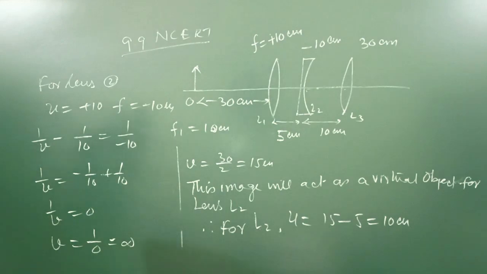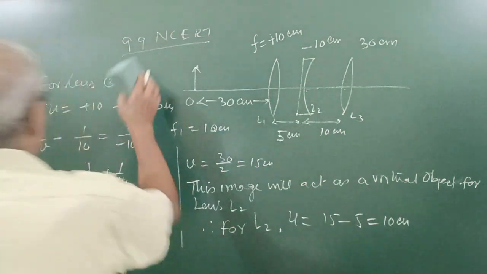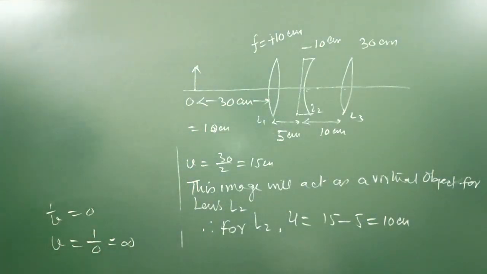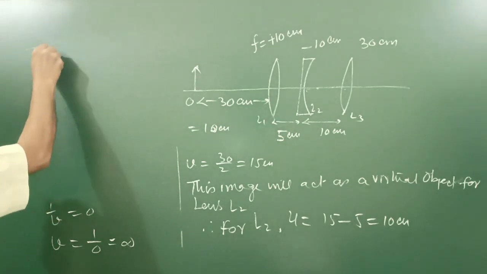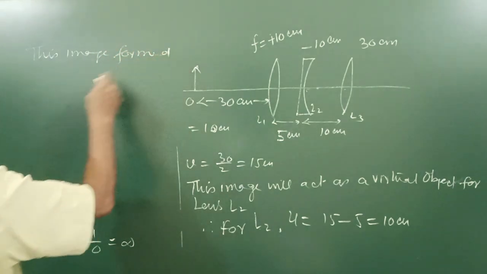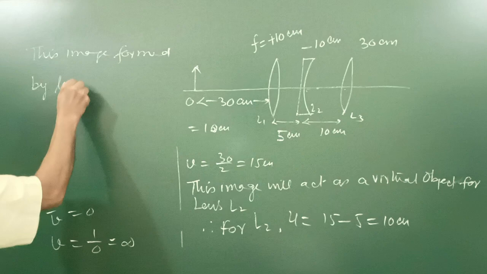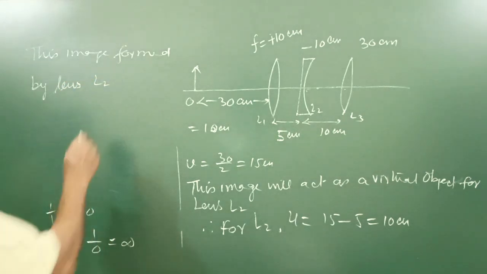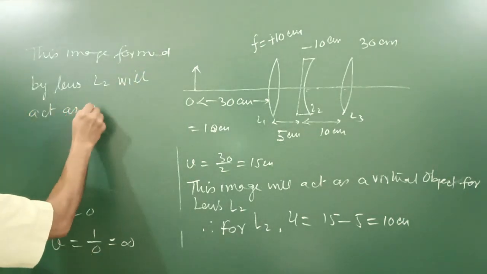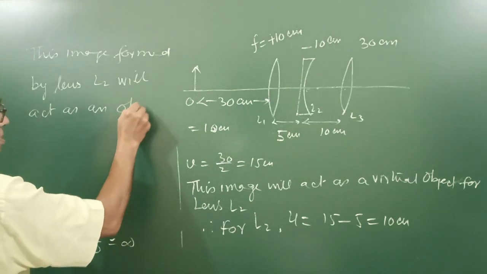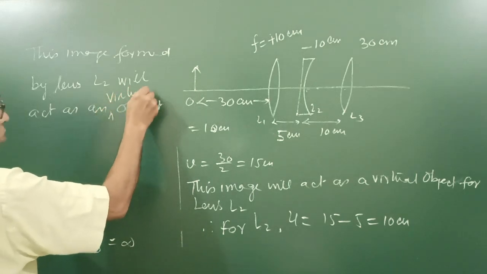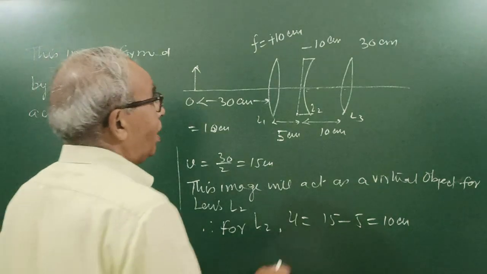What does it mean? If the image formed by lens L2 is at infinity, this image formed by lens L2 again will act as an object, a virtual object I should say, because the rays become parallel.